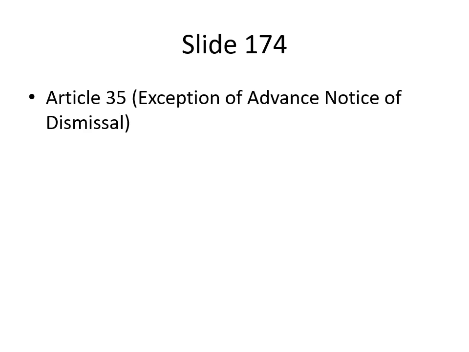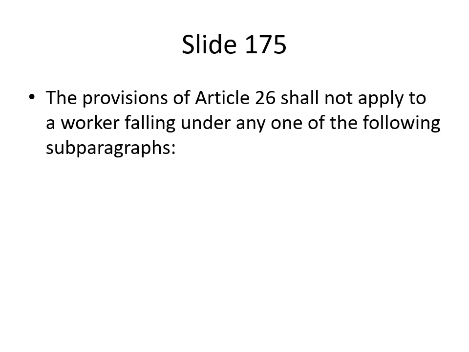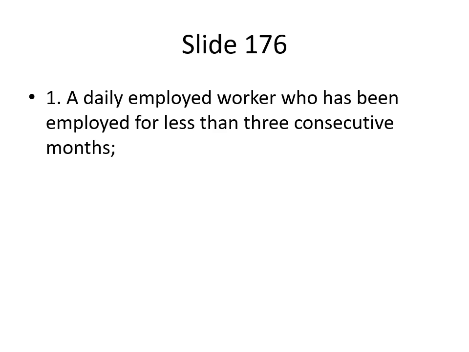Article 35, Exception of Advance Notice of Dismissal. The provisions of Article 26 shall not apply to a worker falling under any one of the following subparagraphs. 1. A daily employed worker who has been employed for less than 3 consecutive months.